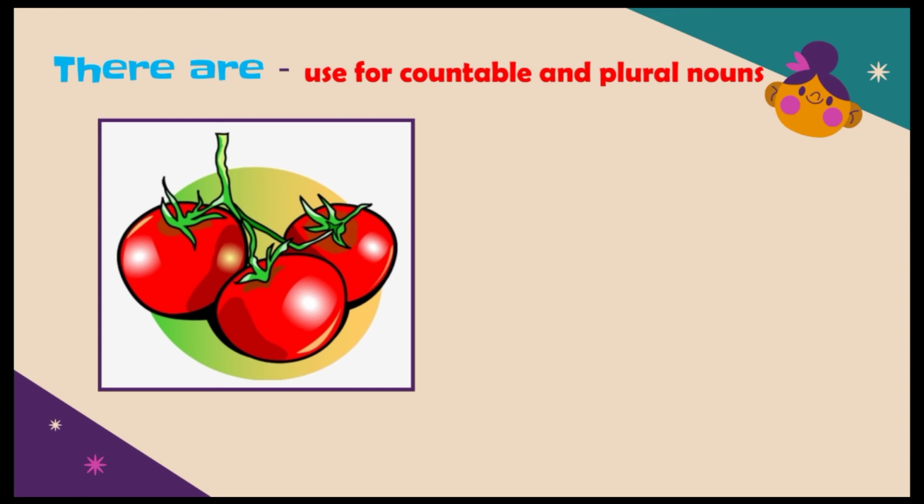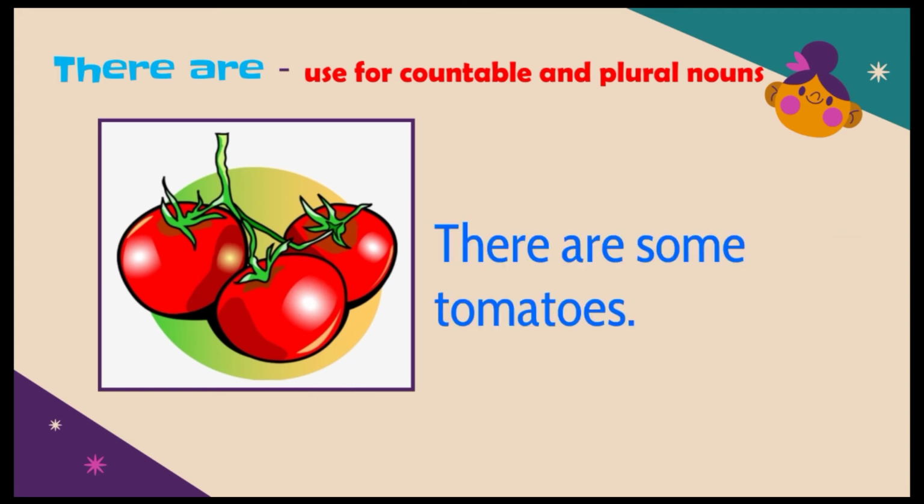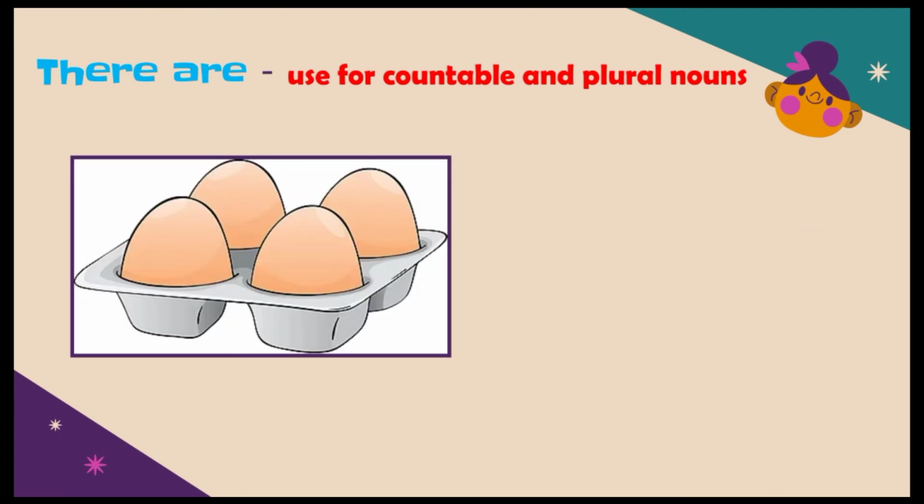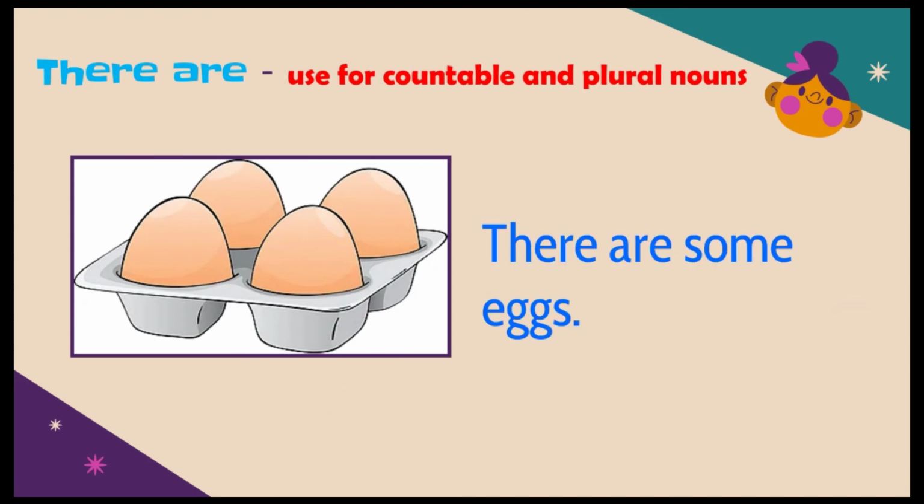Tomato. This is tomatoes. 1 tomato, 2 tomatoes, 3 tomatoes. So we have more than 1 tomatoes. So we're going to use there are. There are some tomatoes. Next. Egg. 1 egg, 2 eggs, 3 eggs, 4 eggs. So we have more than 1 eggs. There are some eggs.